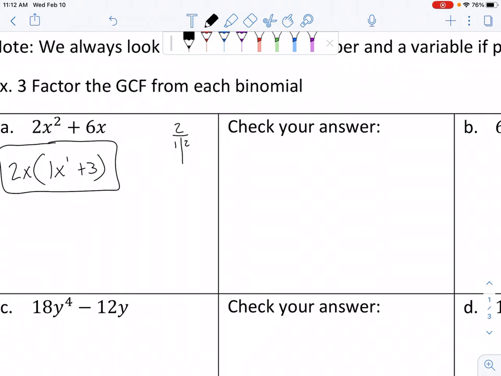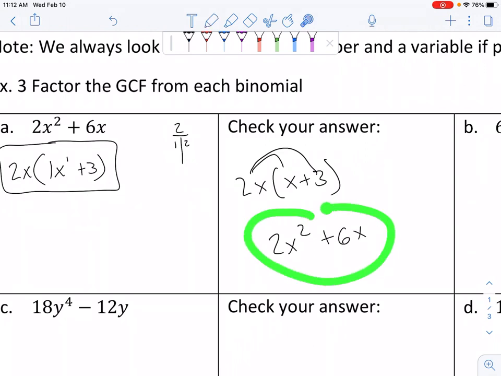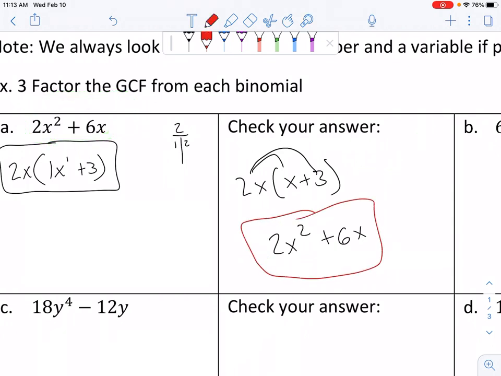So to check my answer, and you don't always have to check your answer, but I'm going to show you here, I'm going to take my answer, 2x times x plus 3, that's 1x to the first plus 3, and I'm going to distribute it back in. So 2x times x is 2x squared, and 2x times 3 makes 6x. And if I get the same thing here that I started with here, then my answer is correct. So there's my answer there.